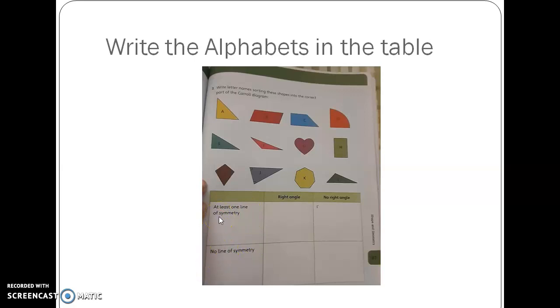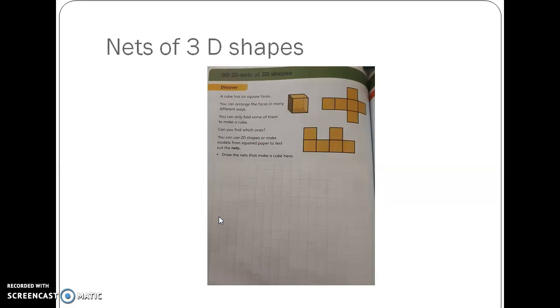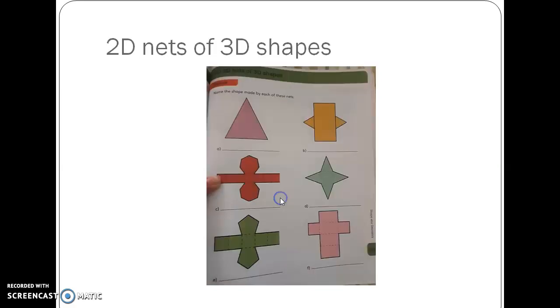Okay. Now, turn the page. These are the 2D nets of 3D shapes. What is a cube? A cube has 6 square faces. Now, you can see that this can be arranged like this. You can cut it off, imaginary again, or you can take your maths notebook and cut off each square like this and then try this out. Okay, we will be drawing the nets later.